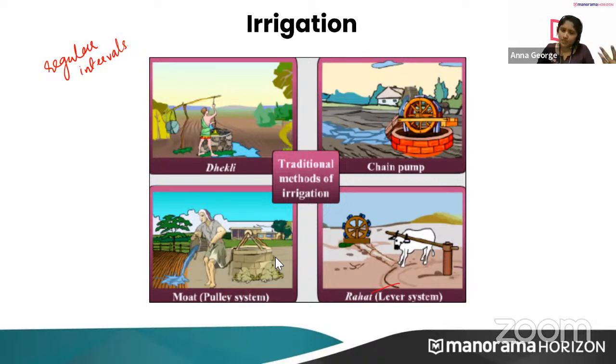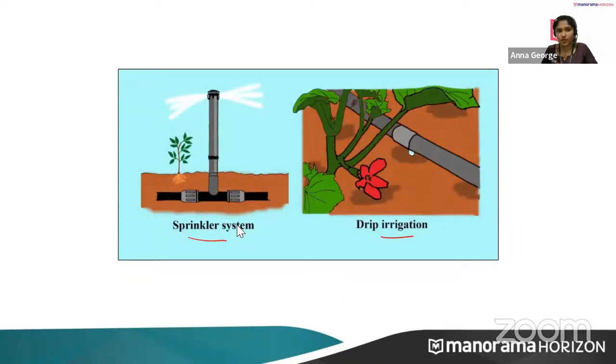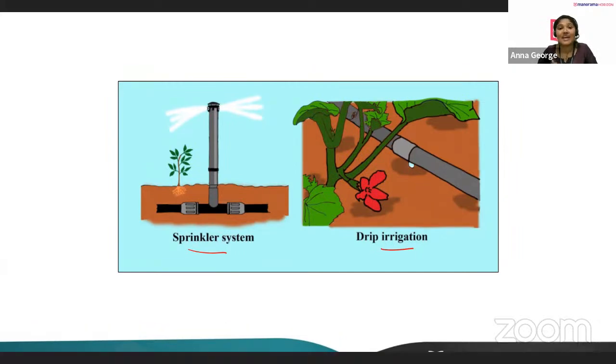And there are two main modern methods of irrigation. They are sprinkler system and drip irrigation system. Sprinkler system and drip system. What is the difference between sprinkler system and drip system? Sprinkler, drip. It's very clear from the word itself.